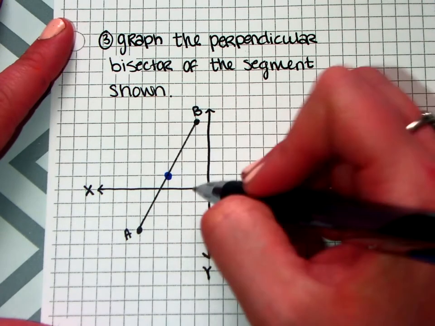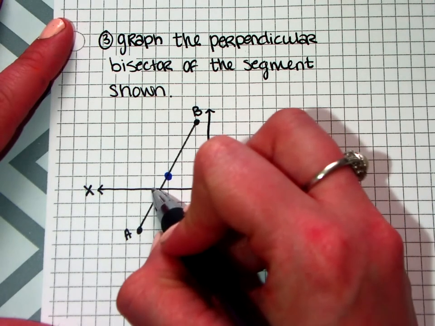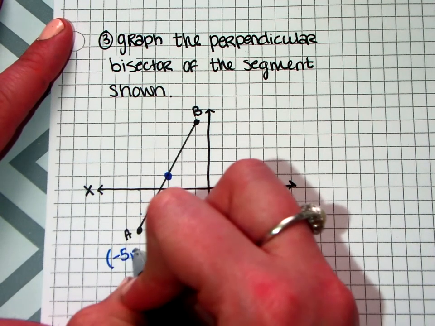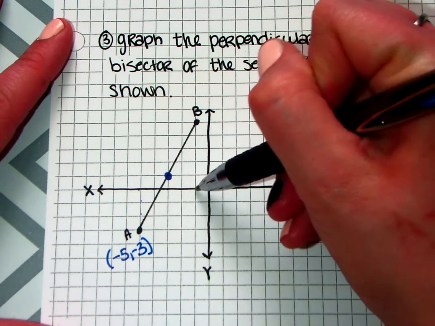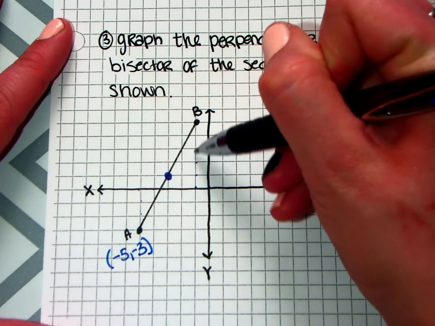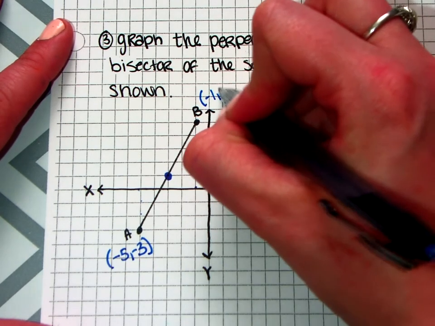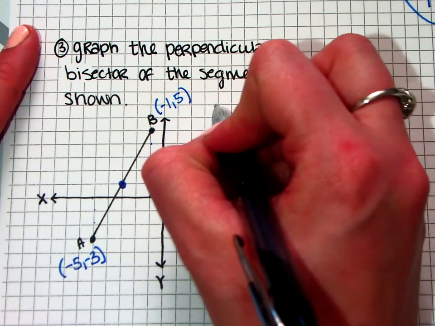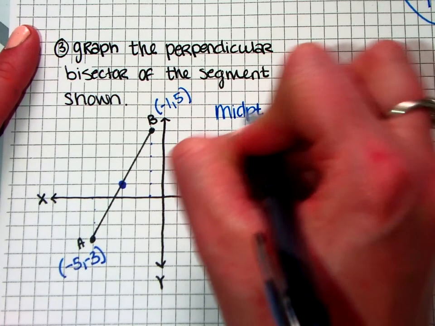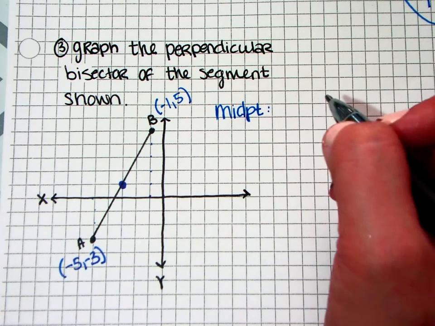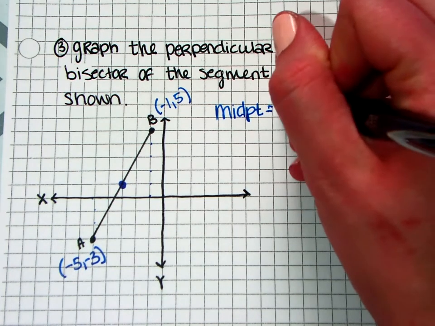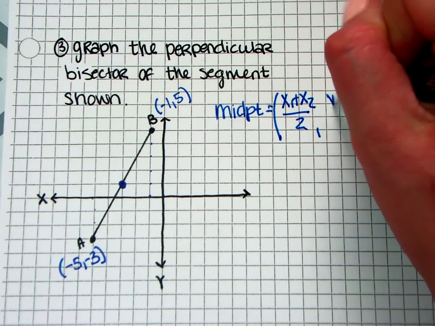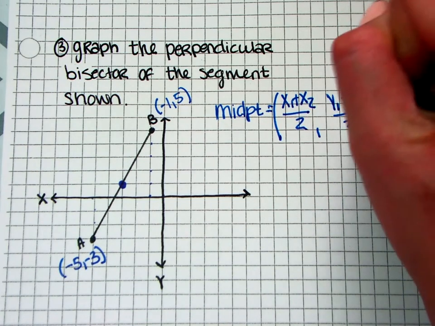I'm going to find the value of these pieces. So 1, 2, 3, 4, 5, 1, 2, 3. So the location of A is -5, -3. The location of B is -1, and then up 1, 2, 3, 4, 5. I'm going to use the midpoint formula. Even if I do not remember or know where the middle is just by looking at it, the midpoint formula is x1 plus x2 over 2, comma, y1 plus y2 over 2.